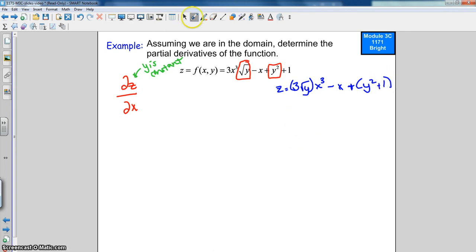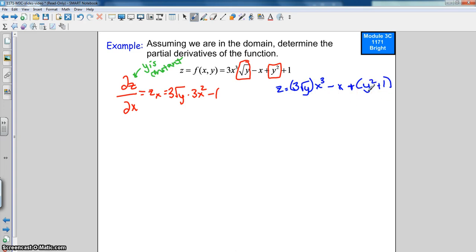If I differentiate this, this is all a constant, so I just rewrite that. So this is 3 square root y, and this is a power rule, so I multiply by 3, and the rest becomes an x squared. Then subtract 1, again by the power rule, and then this is all a constant, so I'm done.